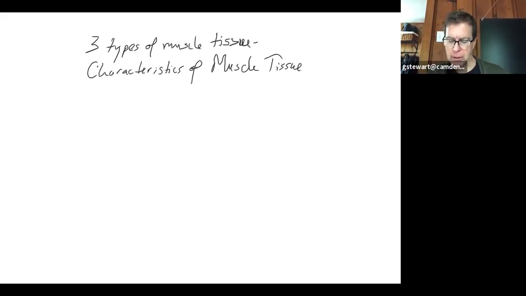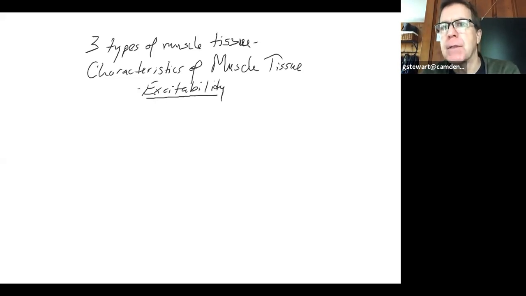So this is something that you need to know. This is, by the way, muscle tissue in general, not any particular muscle tissue type. First one, I'll write these out. I'm not going to write out the explanations. First one is called excitability. What that means is this tissue is able to receive and respond to a stimulus. So it's usually a chemical stimulus from the nervous system, but excitability means it's responsive to some sort of stimulation.